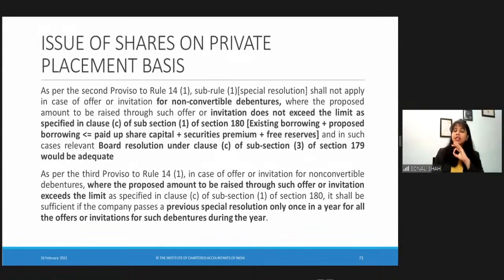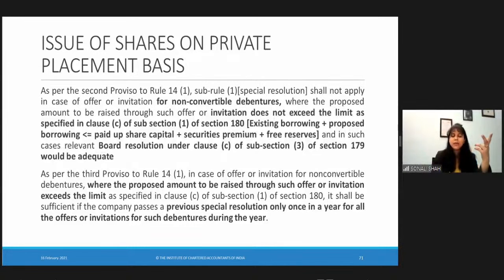Special resolution is not needed, right? Further, when you look at the third proviso to Rule 14, it says, where an offer or invitation is for non-convertible debenture and the proposed amount to be raised through such offer exceeds the limit that is given in 181C, then it is enough if the company passes a special resolution only once in a year for the offer or invitation throughout the year. So let's say throughout the year, company makes multiple invitations.